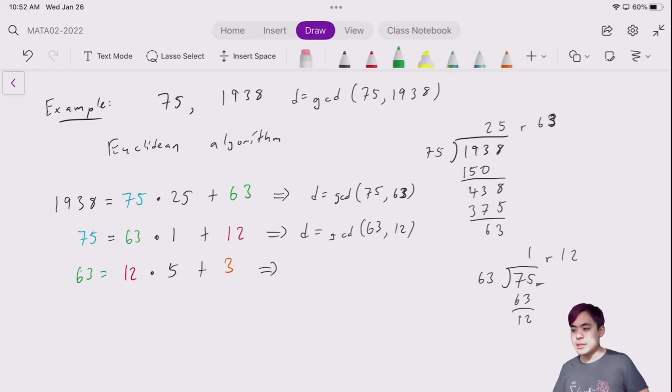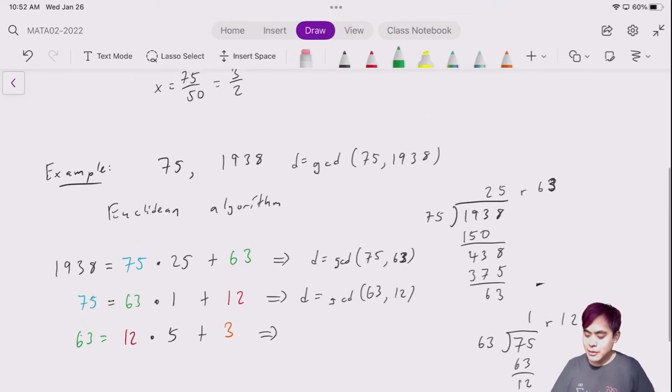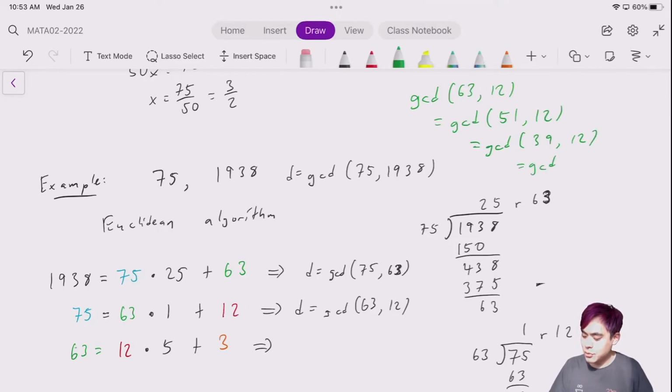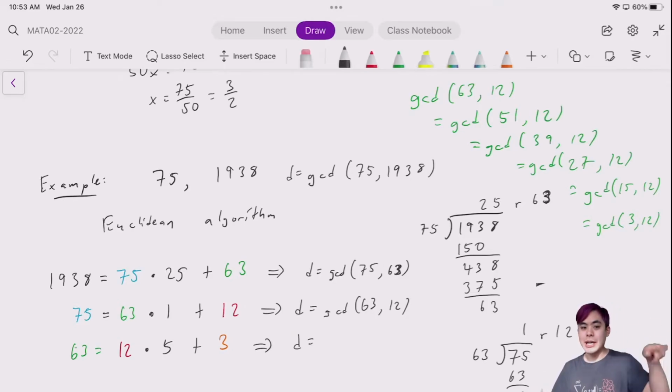Remember, the reason we're doing this is because when you take the greatest common divisor, it turns out that the greatest common divisor of 63 and 12 is also equal to the greatest common divisor of 51 and 12, if you subtract 12 from the bigger number. And so you just repeat this, greatest common divisor of 39 and 12, which is equal to the greatest common divisor of 27 and 12, equal to the greatest common divisor of 15 and 12, which is equal to the greatest common divisor of 3 and 12. So that's what we're actually doing when we're doing division. You can also just take subtractions over and over again, but that's obviously slower.